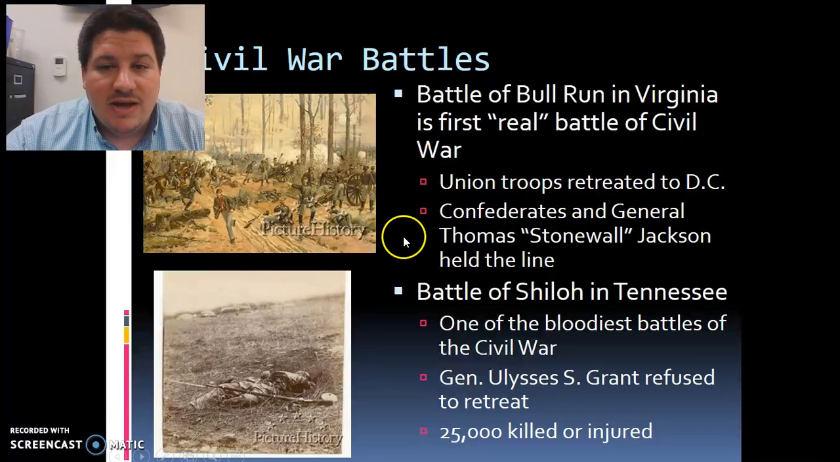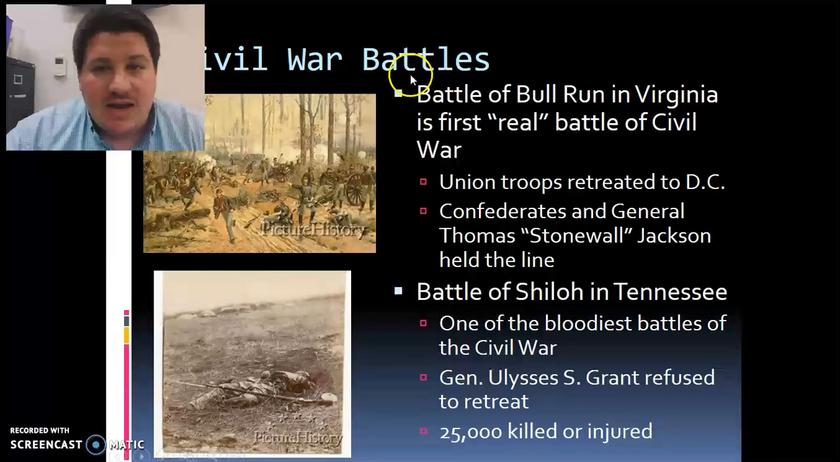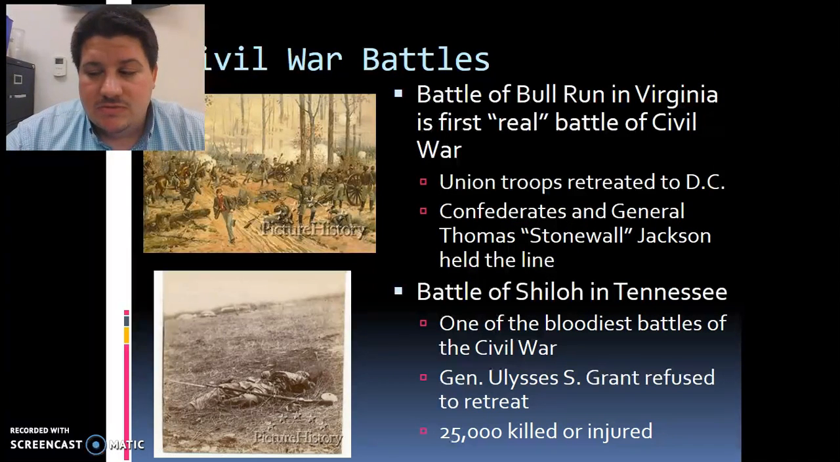The troops retreated back to D.C., and their General Stonewall Jackson got the nickname Stonewall Jackson because he was basically a stone wall. The Confederates had an opportunity here to invade D.C. from this point. They chose not to because, once again, the main focus here was the preservation of territory.